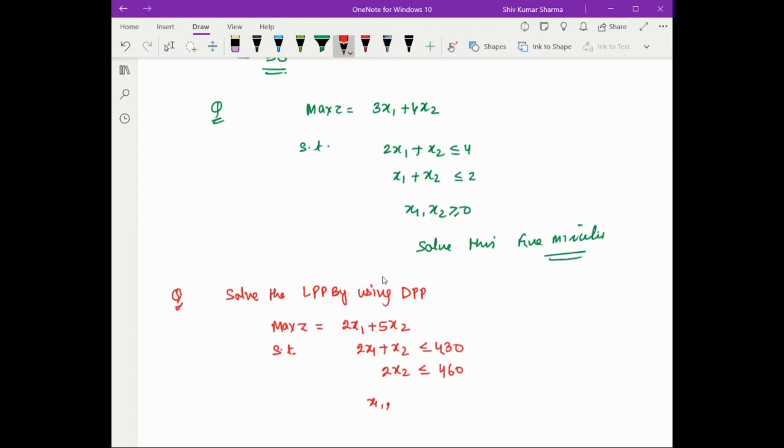x1, x2 greater than or equal to 0. So this is our problem. So try to solve this problem.